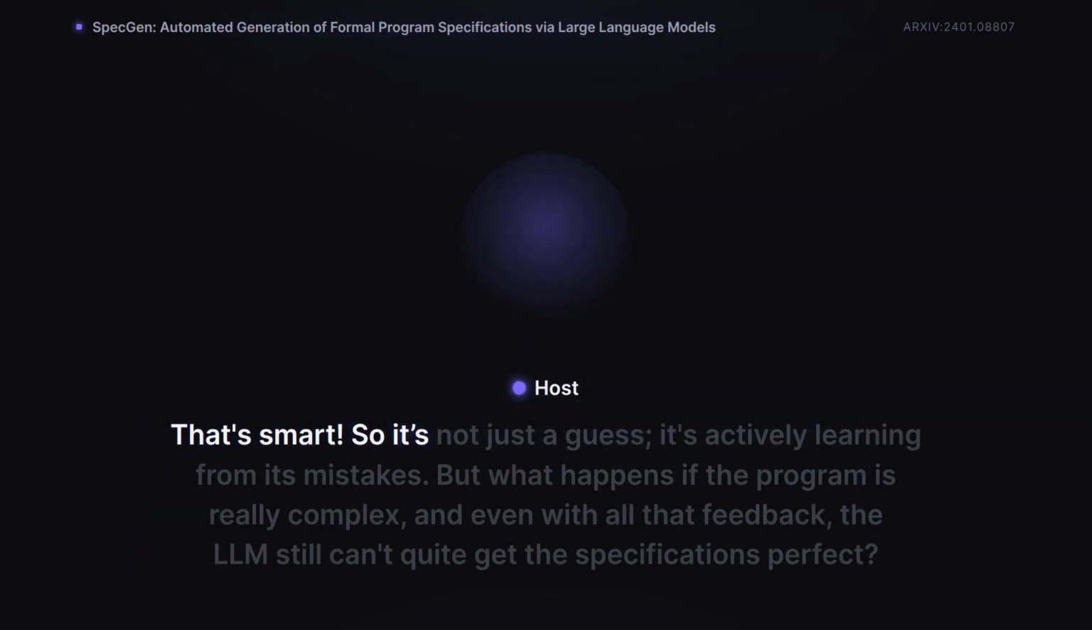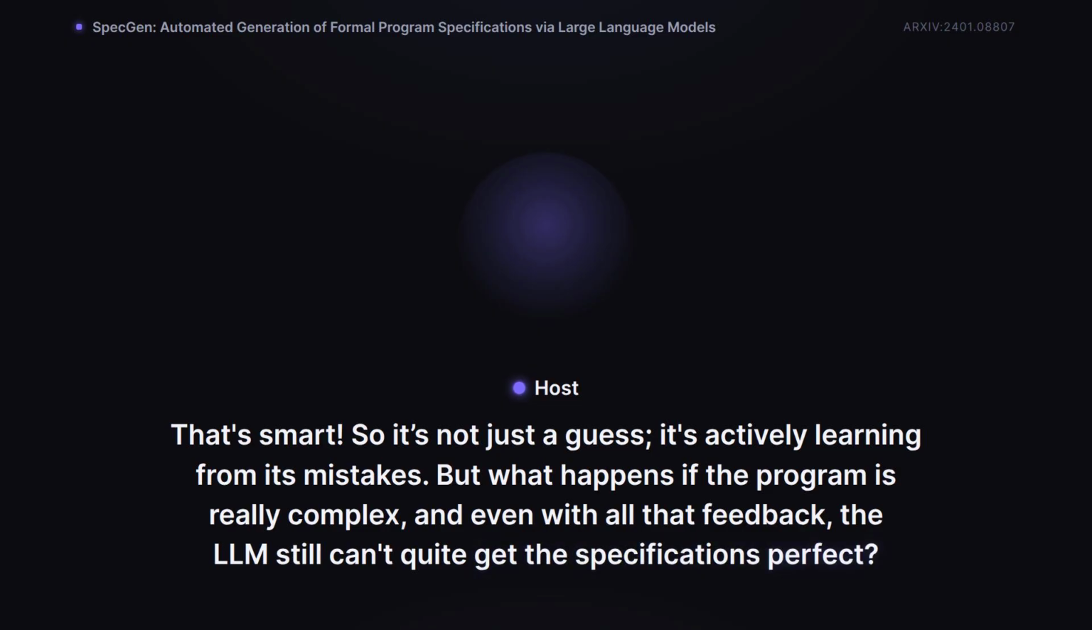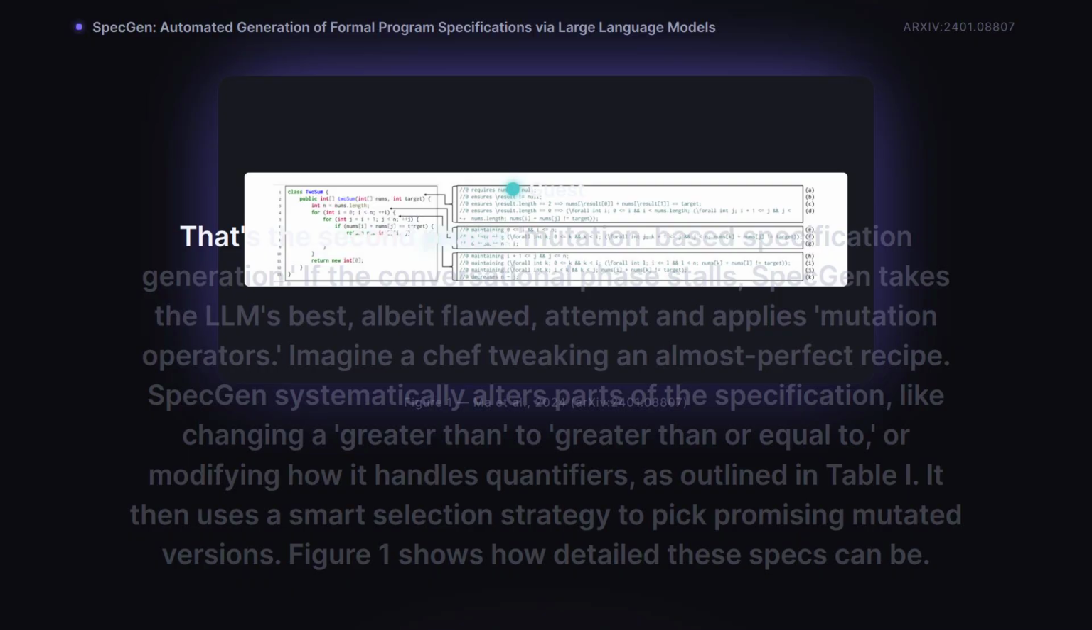That's smart. So it's not just a guess, it's actively learning from its mistakes. But what happens if the program is really complex, and even with all that feedback, the LLM still can't quite get the specifications perfect? That's the second phase, mutation-based specification generation.